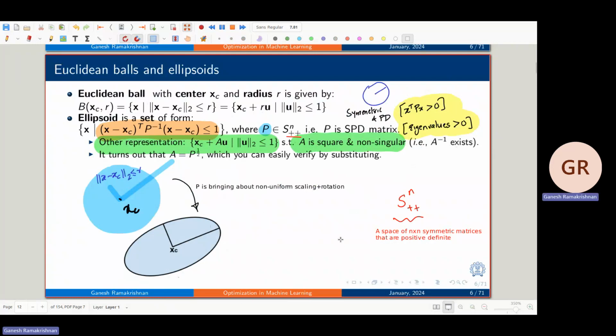That comes by virtue of the fact that basically A into A should give you P, which requires to be a symmetric positive definite matrix. Because what will happen if A did not have full rank? If you take A into A, it's possible that some of the eigenvalues corresponding to the P matrix could be 0.